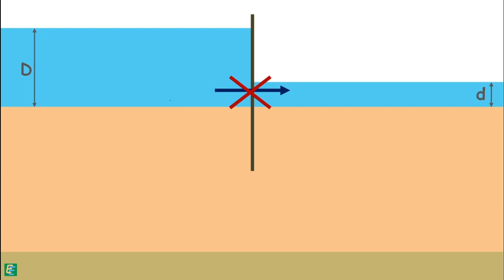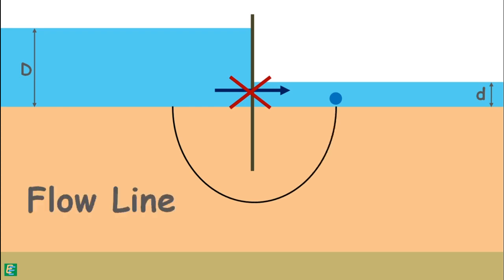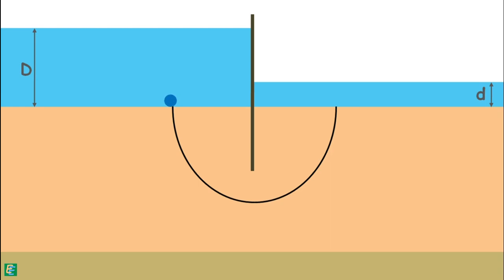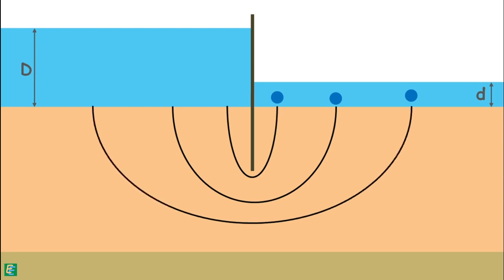Let us consider a water molecule enters the soil at some point on the upstream surface, goes below the tip of the driven sheet and ends up at some point on the downstream surface. The flow path assumed by the water molecule is the flow line. Similarly, many particles will leave the upstream and reach the downstream, forming different flow lines.